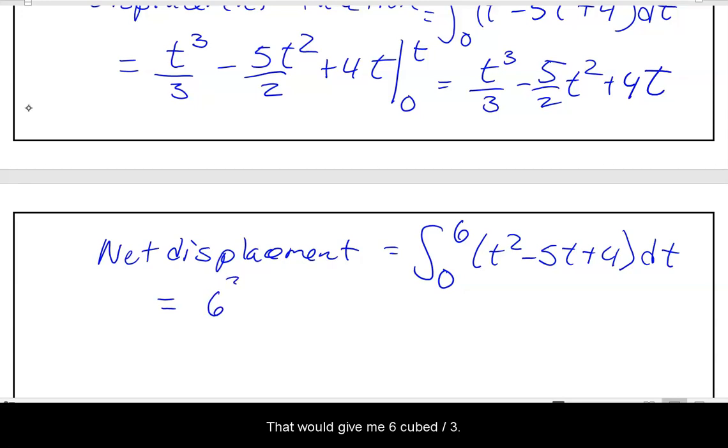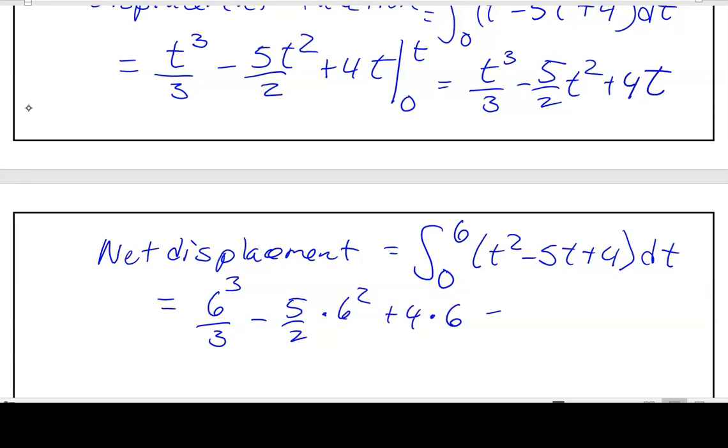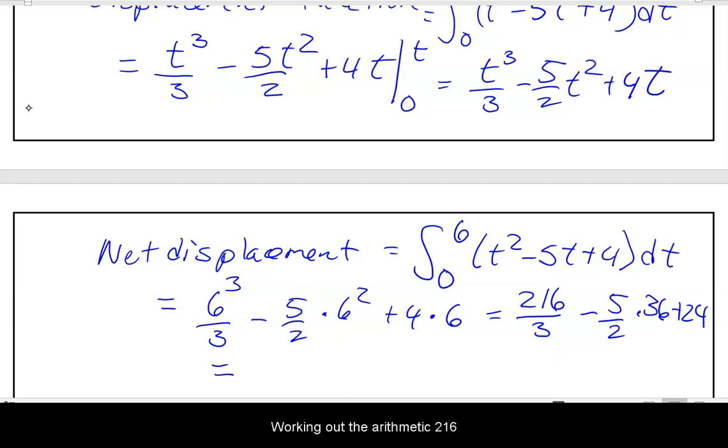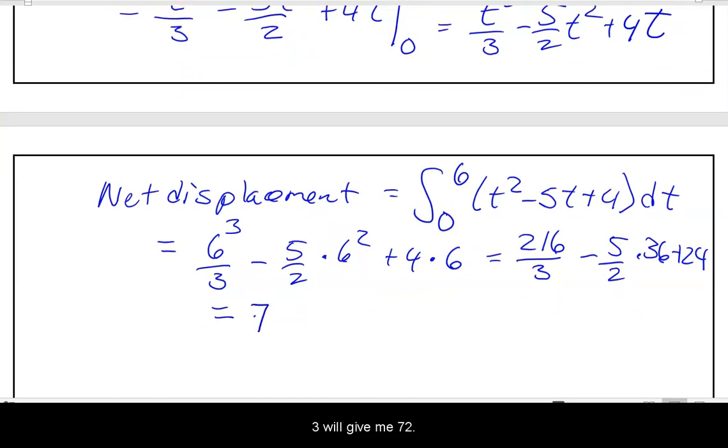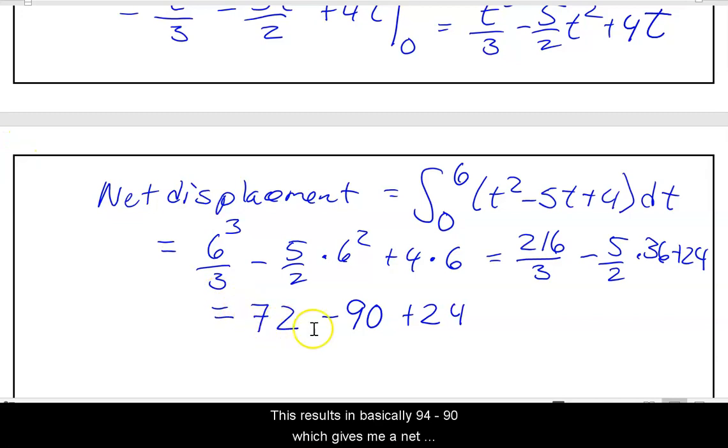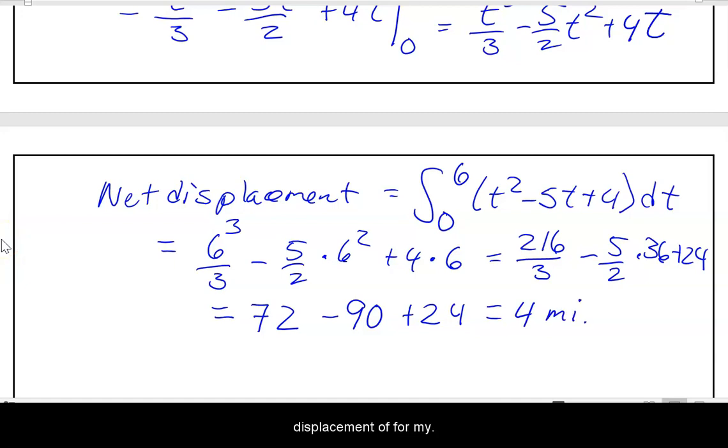That would give me 6 cubed divided by 3 minus 5/2 times 6 squared plus 4 times 6. This is 216 divided by 3 minus 5/2 times 36 plus 24. Working out the arithmetic, 216 divided by 3 would give me 72, and half of 36 is 18, and 18 times 5 would give me 90, plus 24. This results in basically 94 minus 90, which gives me a net displacement of 4 miles.